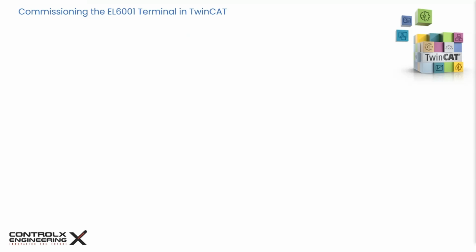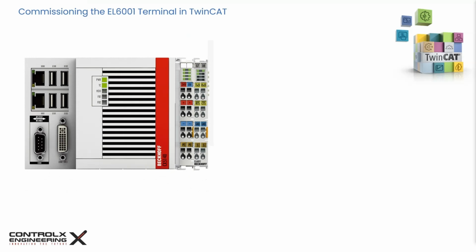My setup looks something like this. I will be using my CX5140 IPC for the PLC runtime. For the serial communication, I'll be using the EL6001 terminal and terminate the setup with the bus end cover EL9011. Each EtherCAT terminal station must be terminated at the right hand end with an EL9011 to protect the E-bus contacts.